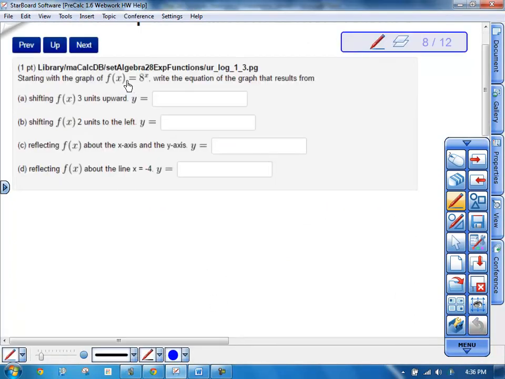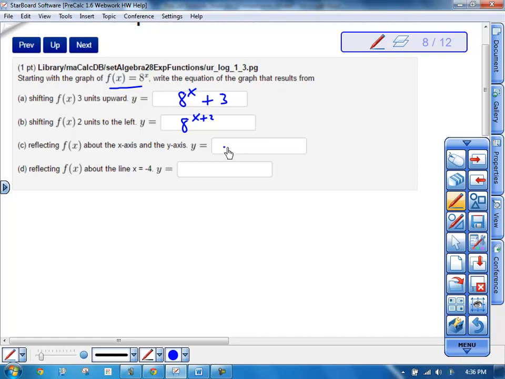All right, the next problem says we have this function right here, and what is the new equation if we shift it 3 units upward? Well, 3 units upward would give us this equation, 8 to the x plus 3. To the left, it would be 8 to the x plus 2.